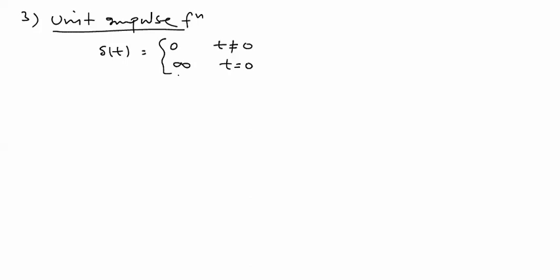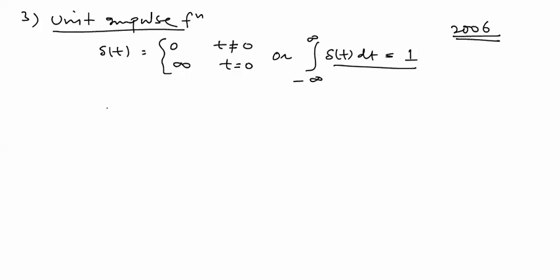This is not the complete definition of the unit impulse signal. The remaining portion of the definition is that the area covered by the unit impulse is 1. Now it is the complete definition of the unit impulse function. This definition came in the 2006 GATE question paper as an objective question. Very important definition: the area covered by an impulse is always 1.